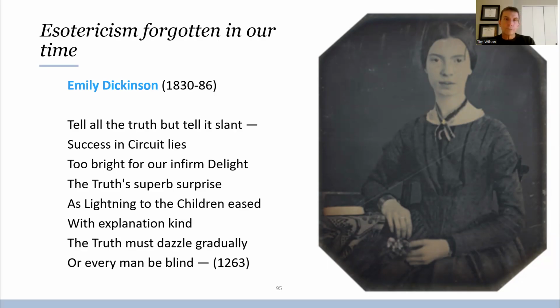Tell all the truth, but tell it slant. Success in circuit lies, too bright for our infirm delight, the truth's superb surprise, as lightning to the children eased, with explanation kind, the truth must dazzle gradually, or every man be blind.